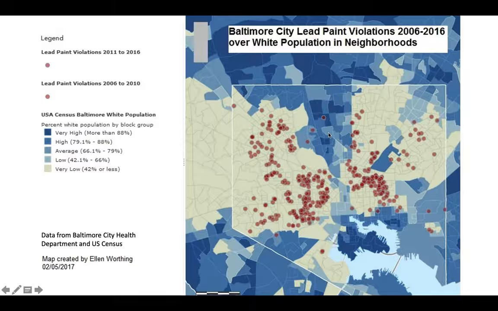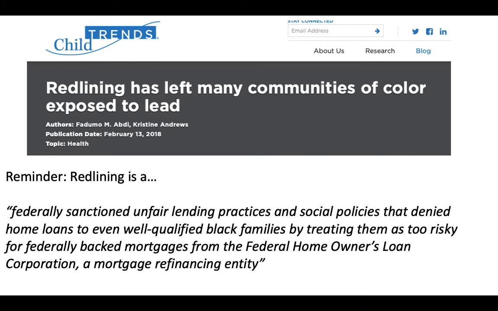And you can see that in areas where white population is very low, that is where all the lead infractions, the lead paint violations are. There are very few lead paint violations in areas where white people live, right, in Baltimore. This is not coincidence, right? This is almost exclusively due to the redlining practices in the 1930s.